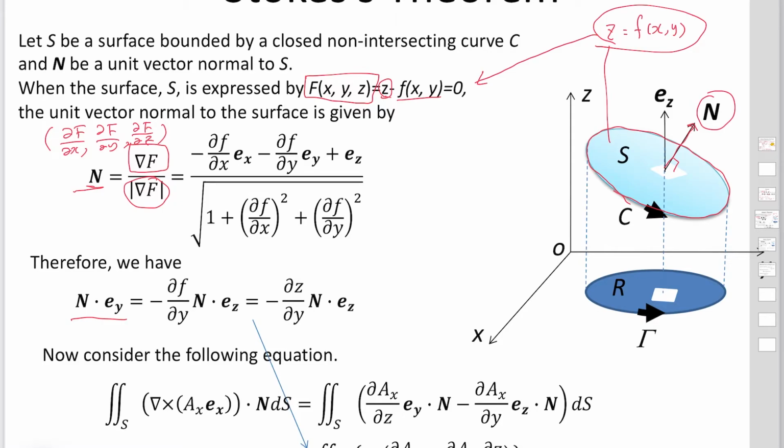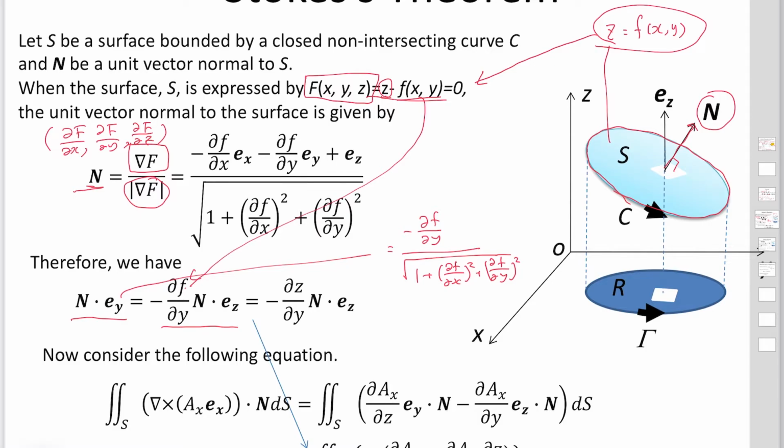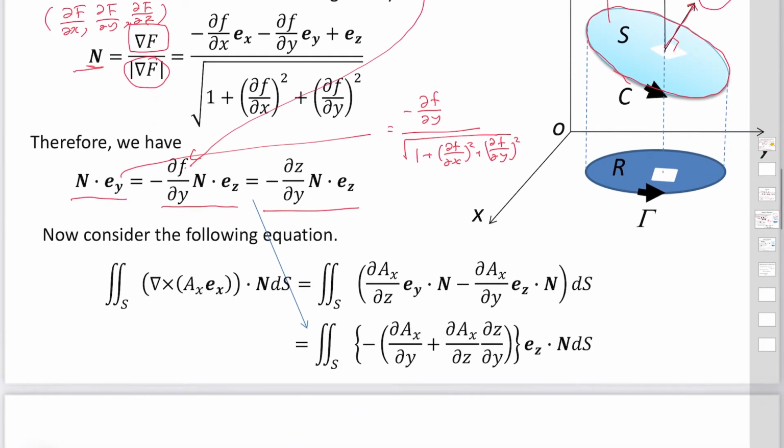This quantity becomes minus ∂f/∂y over the square root of 1 plus (∂f/∂x) squared plus (∂f/∂y) squared. This is equal to this quantity. Also, f equals z, equals these equations. You can express the minus ∂z/∂y, n dot e sub z. You can express it this way. Then now considering the following equations.